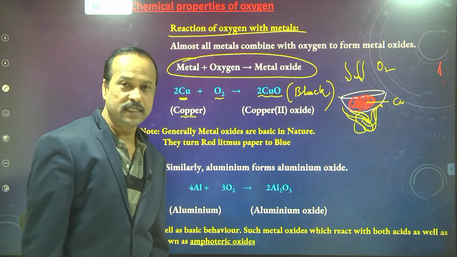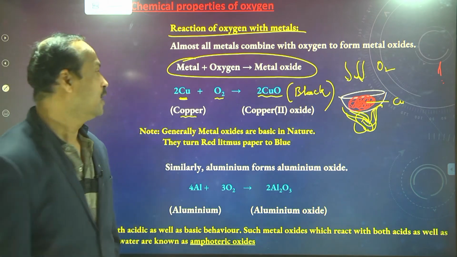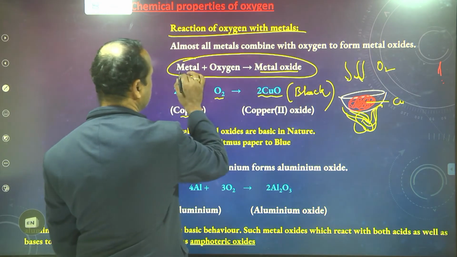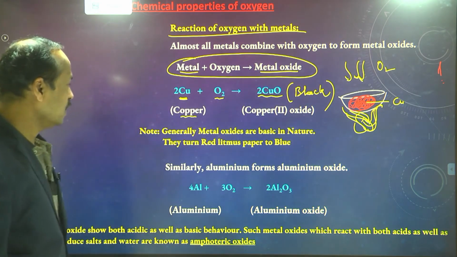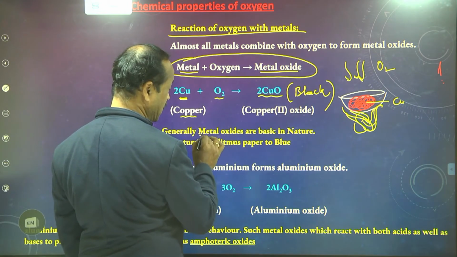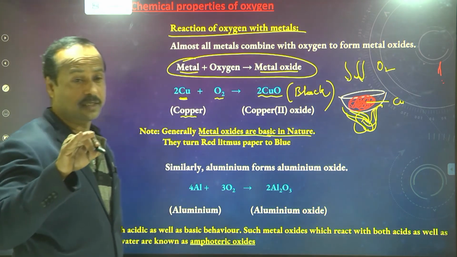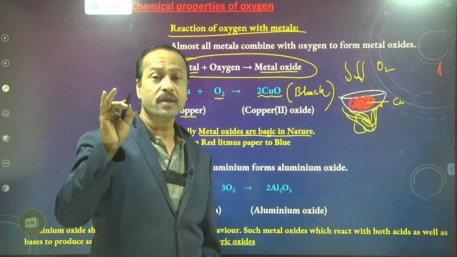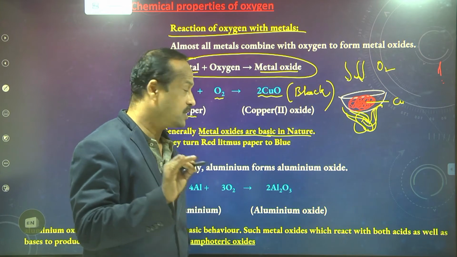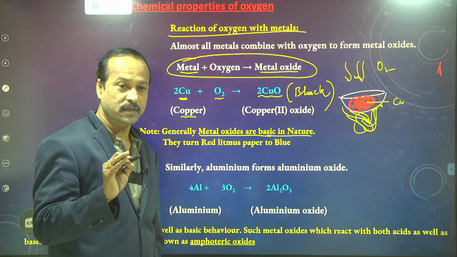So the copper, when it is heated with oxygen, reacts with oxygen to form copper oxide. Copper is a metal, copper oxide is a metal oxide. So like this, metals react with oxygen to form metal oxides. Generally metal oxides are basic in nature. What we studied in the previous slide, non-metal oxides, are acidic in nature. But here they are metal oxides. Metal oxides are basic in nature. Is this clear to you?